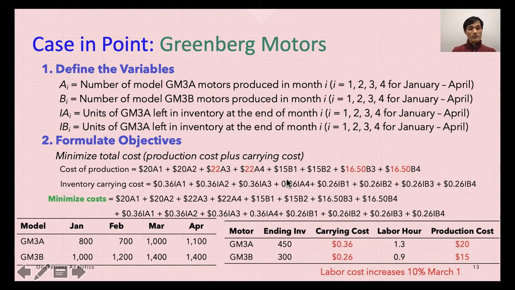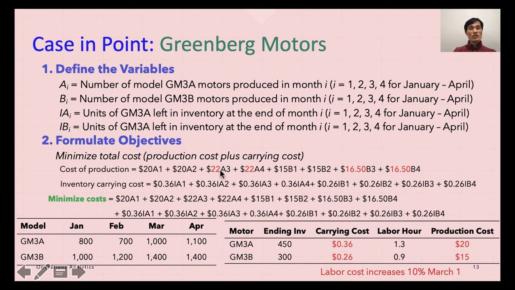And then for GM3B, we have B1, and we know that the production cost is $15 for January and February. So 15 times B1 plus 15 times B2. And then the 10% increase is $1.50. So if you add $1.50 to $15, you get $16.5 times B3, the production of GM3B in March. And the same thing, 16.5 times B4, that's the production of GM3B in April. So this is going to be your cost of production for these two motors.